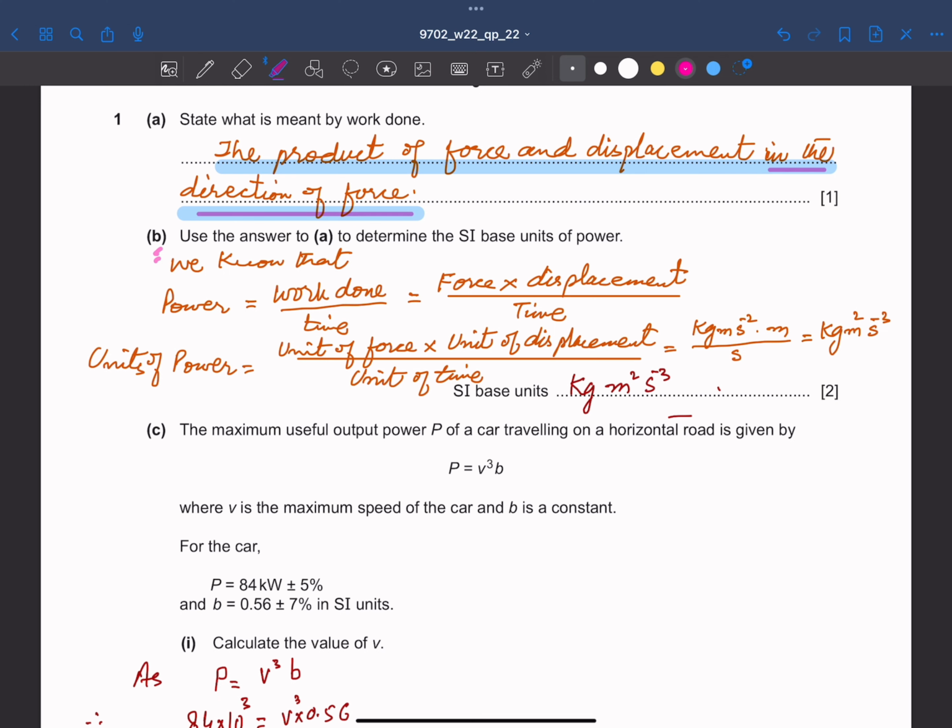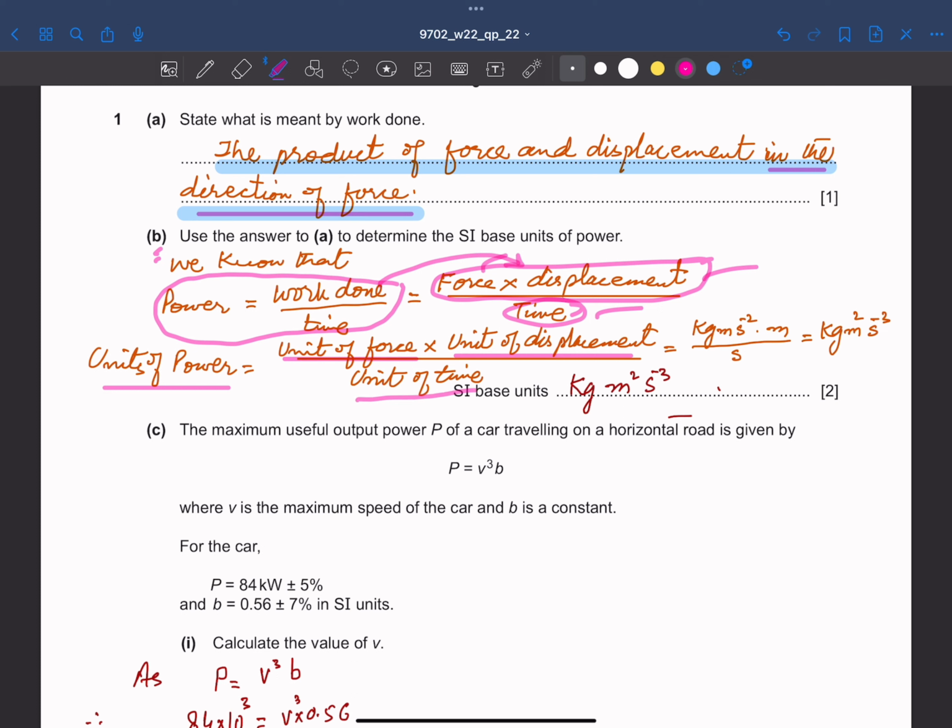Then in part B, use the answer to A to determine the SI base units of power. So first of all you have to write the equation of power or the definition of power, which is nothing but work done per unit time. And you know that work done is nothing but force into displacement. So you have to use the units of all these quantities: force, displacement and time. Units of power you will write on the other side. You have to write in the same way: unit of force, unit of displacement and unit of time.